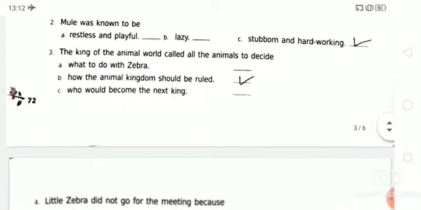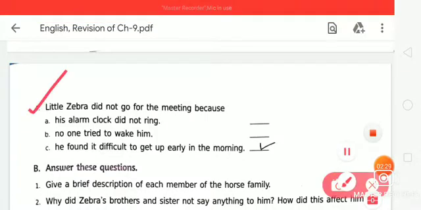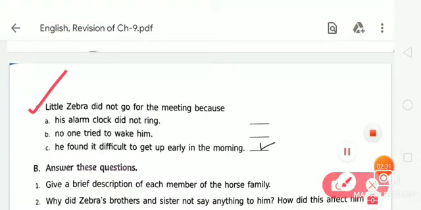Okay students, now we are moving to the next, that is the fourth. In number 4 there is a sentence: little zebra did not go for the meeting because. Option A, his alarm clock did not ring. Option B, no one tried to wake him. Option C, he found it difficult to get up early in the morning. So the correct option is option number C.